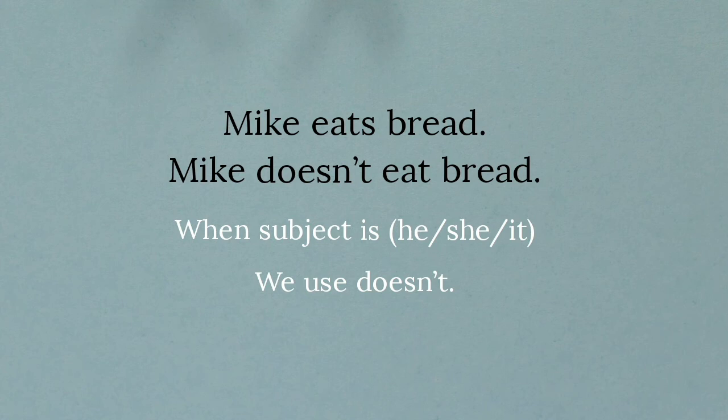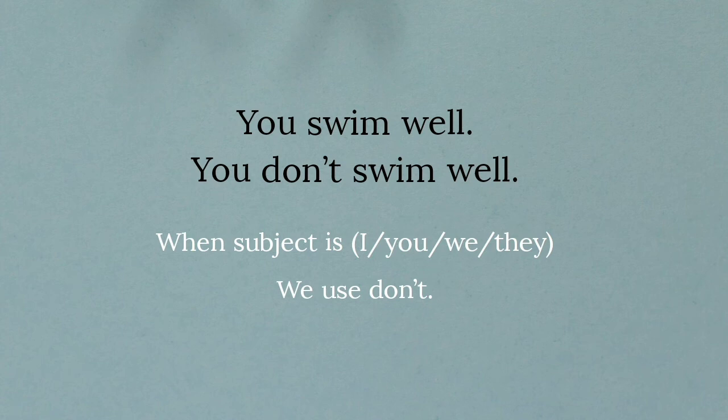So, whenever the subject is a third person singular, we use the negative form of do in the form of does not. And in this sentence, I have used a contraction of does not and combined the words to make it doesn't. So, the negative of Mike eats bread is Mike doesn't eat bread, and this is in present simple tense. The second example says, you swim well.